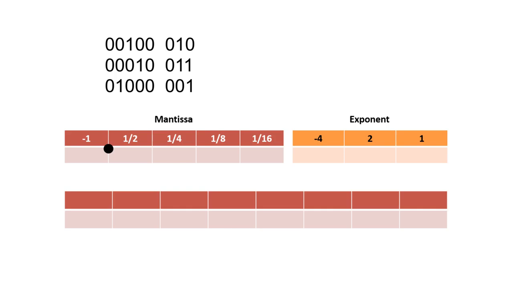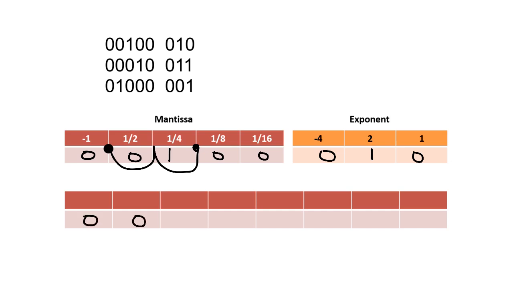So in the first example, we've got 0, 0, 1, 0, 0 stored in the mantissa, and 0, 1, 0 stored in the exponent. So we know that the exponent is 2, and that means move the binary point 2 places to the right, so that's 1, 2, the binary point stops there. So let's redraw the number and see what we've got.